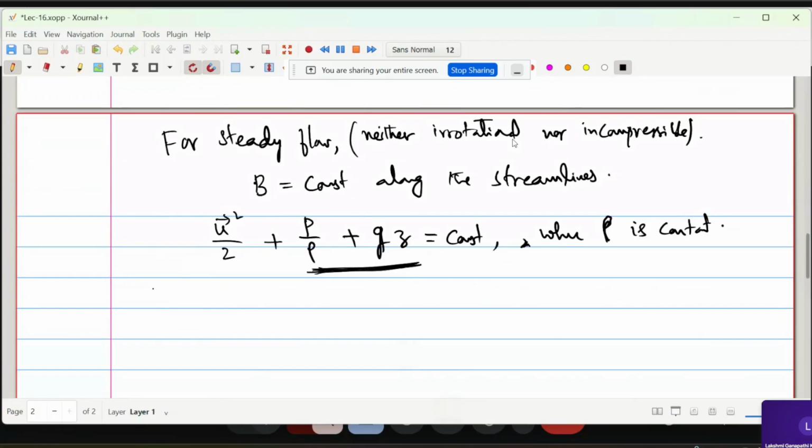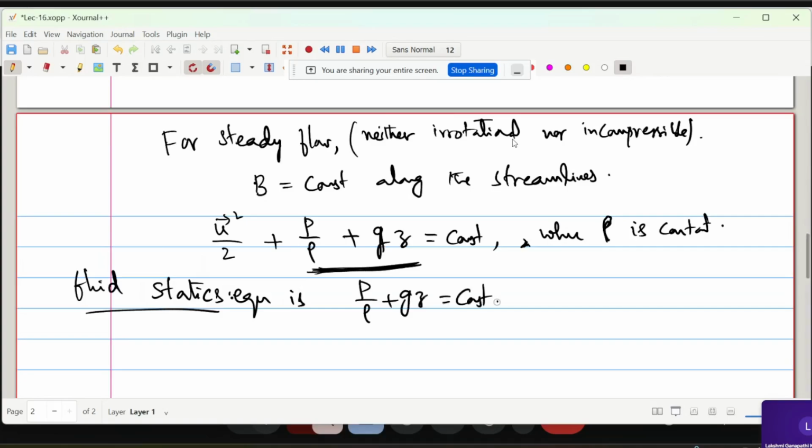So you say that static. So fluid statics. The fluid static equation is p by rho plus gz is constant. Okay, so that is also called hydrostatics. Generally you apply it for water, no? So water kind of fluids, incompressible fluids, if you consider, that's what you do.